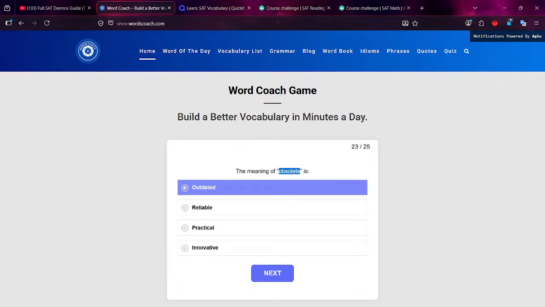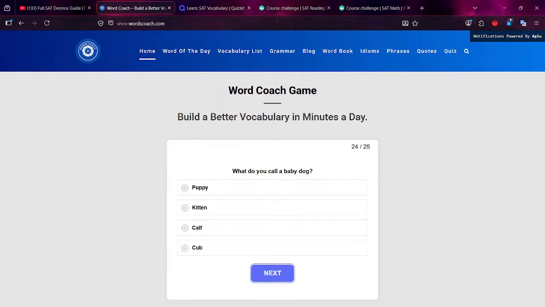Obsolete kind of means something that is outdated, right? Something that is not in the present. What do you call a baby dog? It's gonna be puppy. And finally, this is the last vocabulary question for the day.